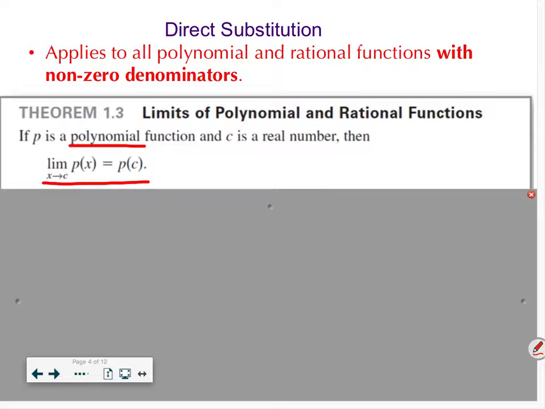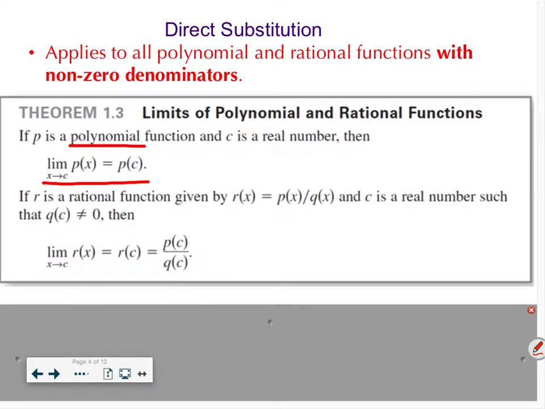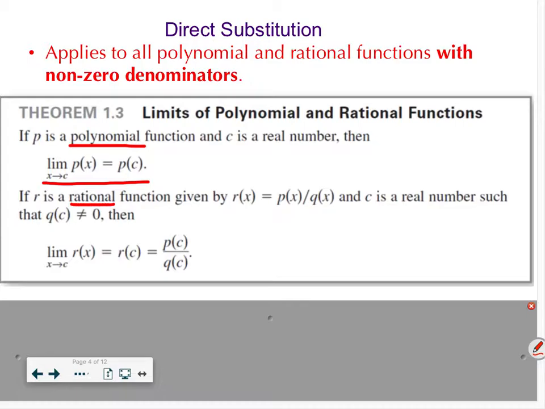Where we need to be careful is when we have a rational function, we can use direct substitution, but this guy can't be 0. Okay, you can plug in directly to get our y value as long as we don't have an asymptote or a hole there.